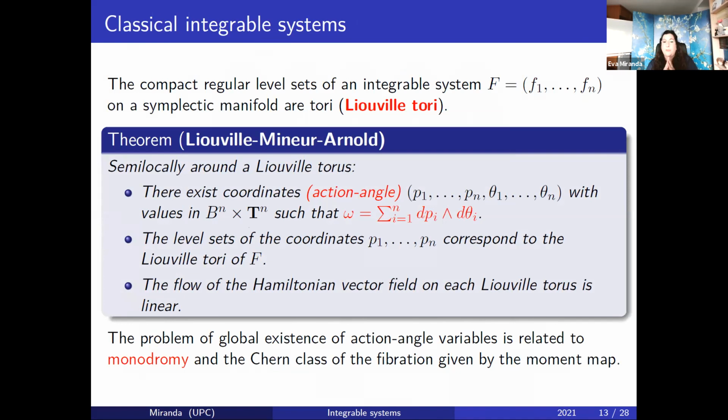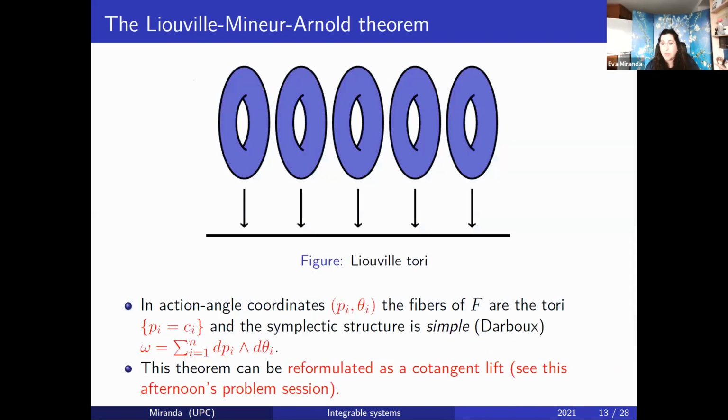Then there is the problem of global existence. This is another question, that it's related to the Chern class of the fibration given by the collection of first integrals that we call moment map. Indeed, do we have the right to call moment map the collection of first integrals? This theorem of Liouville-Mineur-Arnold tells us that we are right, we can do this.